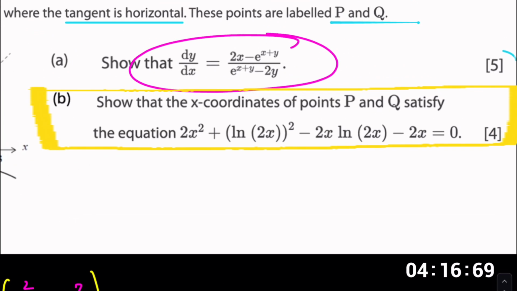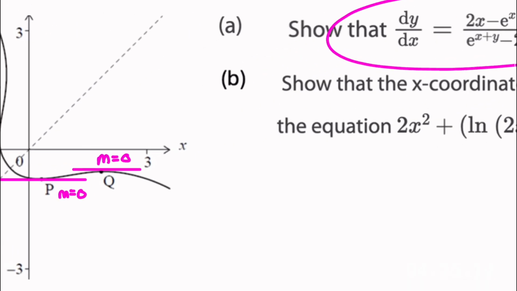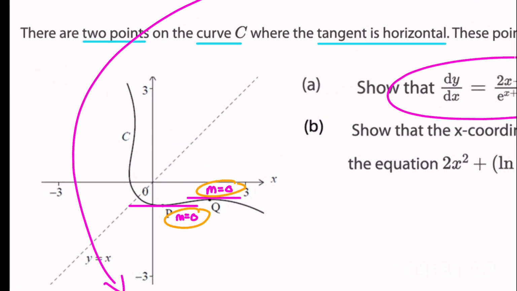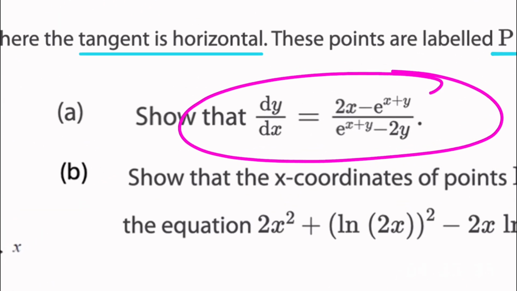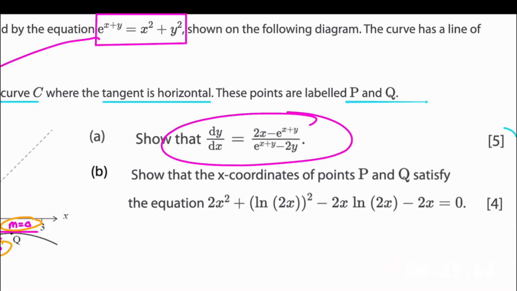So B says, show that the x-coordinate of points P and Q satisfy this equation. Right, so remember what they said at P and Q. They said that the gradient at those points was equal to 0. That's really important. And we also proved part A, so I don't even need to go back to part A because we have proved that. They're just saying prove that it satisfies this equation here.